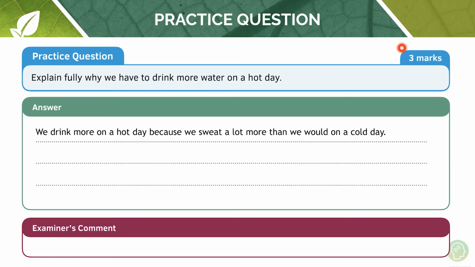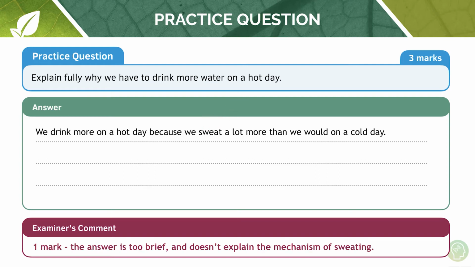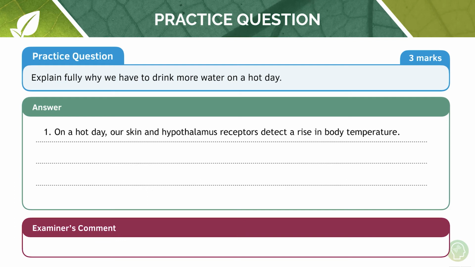It's worth 3 marks, which means you've got to try and get at least 3 valid points in there, whereas I can only really see 1 valid point in here about sweating more on a hot day. So the examiner would say this answer is too brief and doesn't explain the mechanism of sweating, which I've just told you, so you should try and put that in. Instead, let's have a look at this more improved answer.